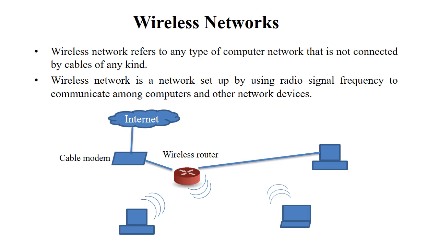Wireless means no use of wire. So we can access the internet without cable. Using radio signal frequency, we communicate among all the computers and other network devices. So it is an important part of a network.